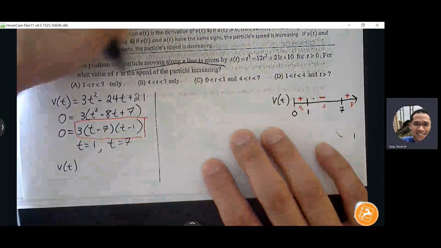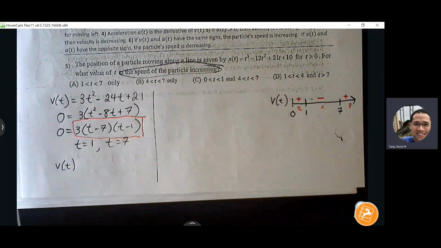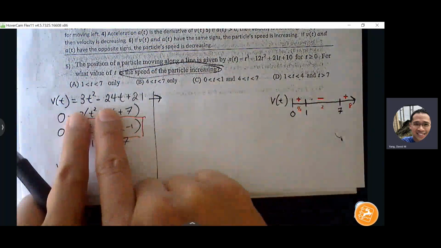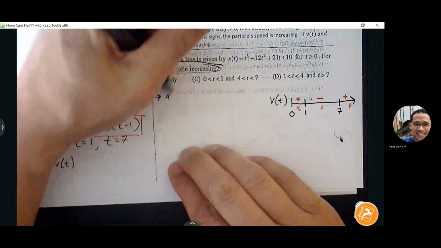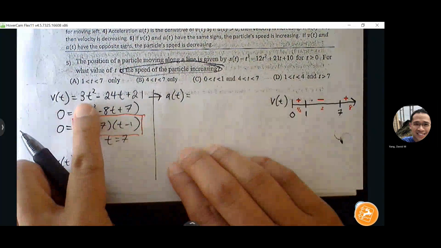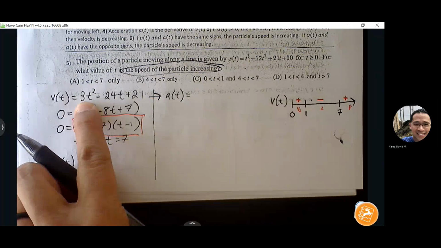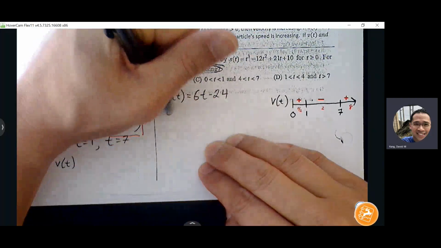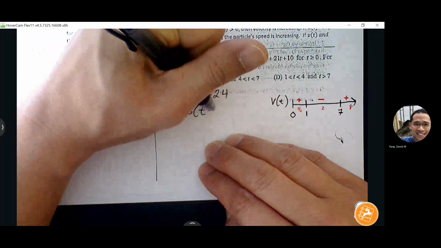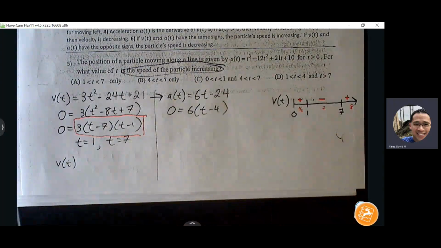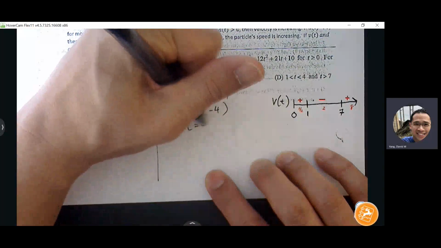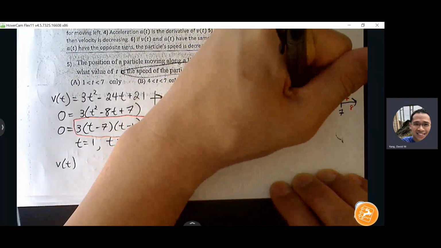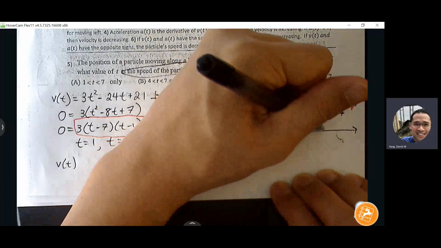Right. We want to know where the speed of the particle is increasing. We have to compare this with our acceleration sign line. So let's make our way down to acceleration. Go through the power rule again. a of t equals 6t minus 24. Again, set equal to 0. GCF. The only critical point that we have here is 4. Okay, so I'm going to put acceleration right below my velocity, but I'm going to try to line it up so I can match my parts here.